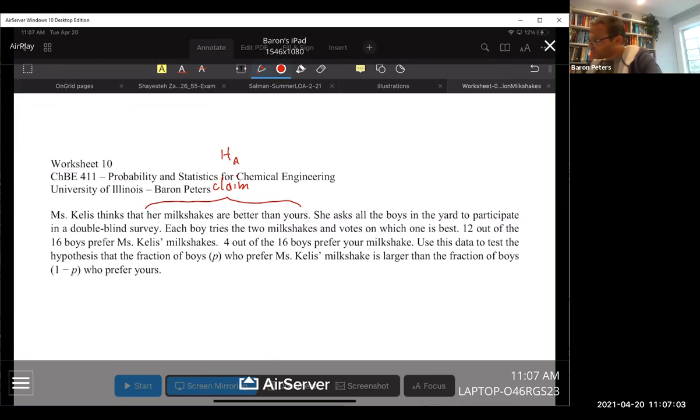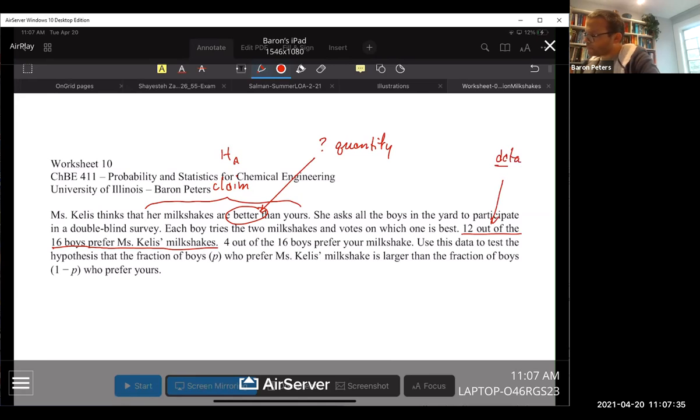All right. Now, there's a key word in here, better, that has to do with quantities, and we have to be able to quantify that. Okay, so if we can't quantify the meaning of better, then there's nothing we can really do to settle this argument, right? So how is she going to do it? She's going to ask the boys in the yard to take a double-blind survey. Each one votes on which one is best. And now we have data. 12 out of 16 boys prefer Miss Keelis's milkshakes.